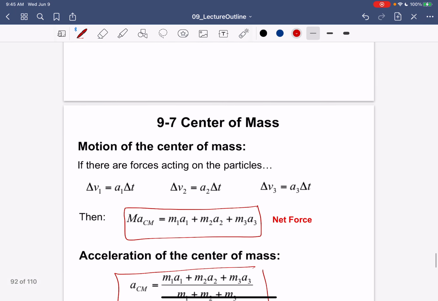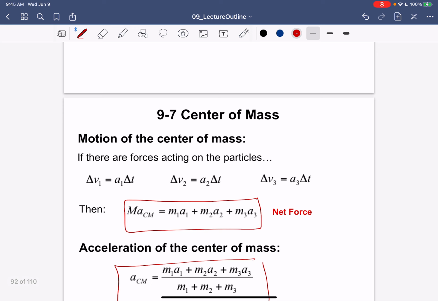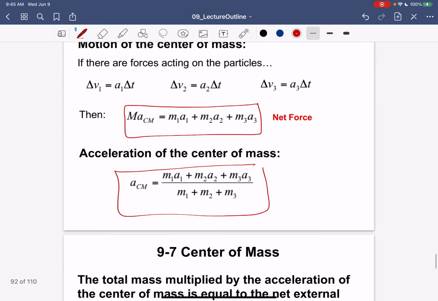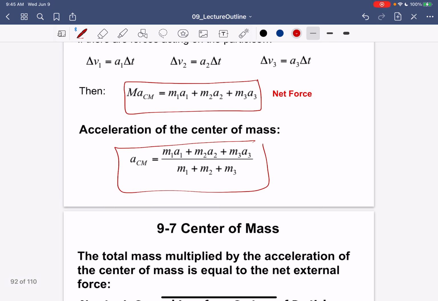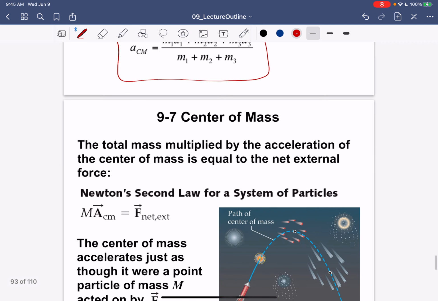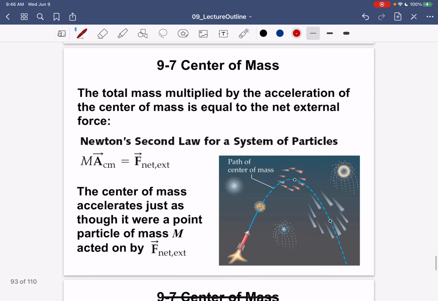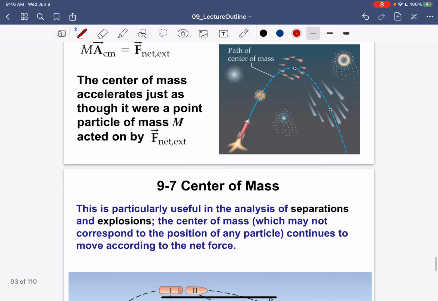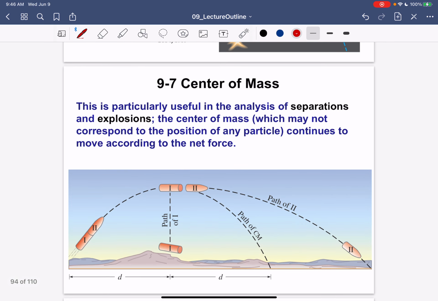We can do the same thing for the net force, and from that we get that the center of mass acceleration is going to be mass 1 times a1 plus mass 2 a2 plus mass 3 a3 divided by the total mass. Also, Newton's second law for a system of particles can be written as M, the total mass of the system, times a of the center of mass equals F net external.